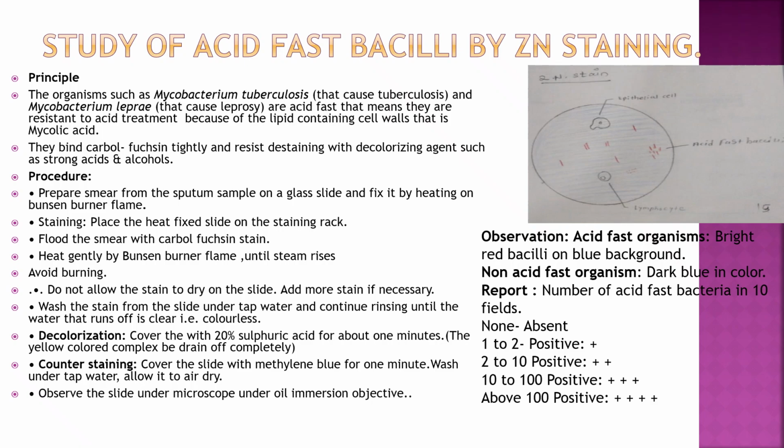Principle of ZN staining: organisms like Mycobacterium tuberculosis, which causes tuberculosis, and Mycobacterium leprae, which causes leprosy, are acid fast. That means they are resistant to acid treatment. That is why it is also called ZN stain or acid fast stain. This resistance to acid treatment is because of the lipid in the cell wall of these mycobacteria, that is mycolic acid, and because of that they are not decolorized by strong acids and alcohols after they bind with carbolfuchsin, the primary stain.